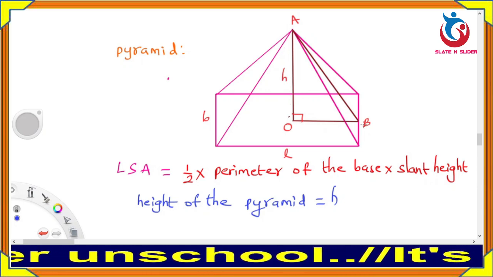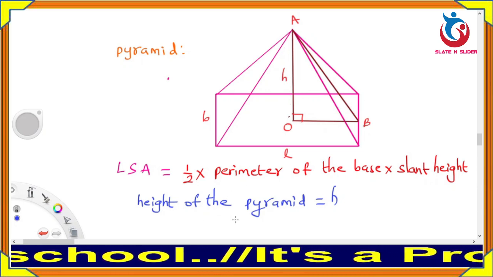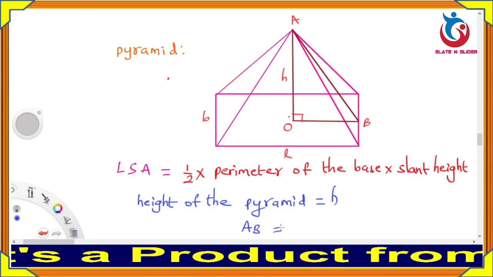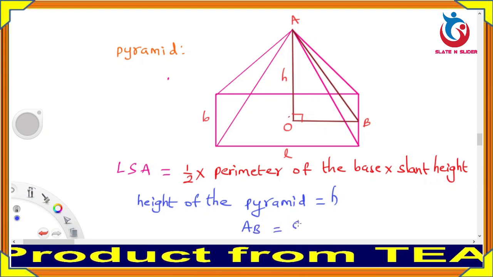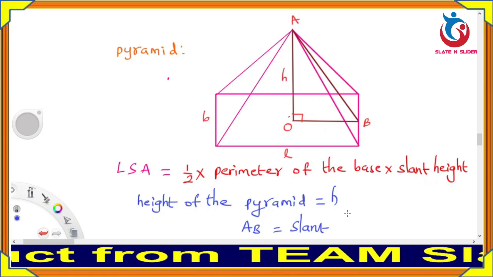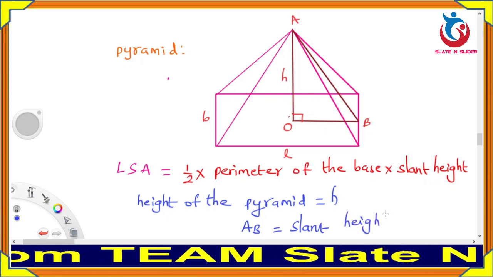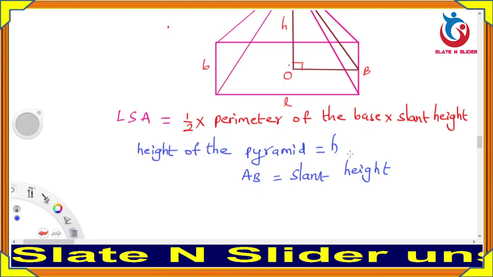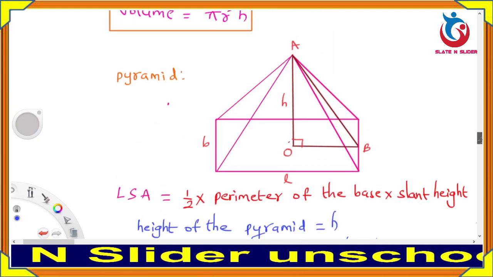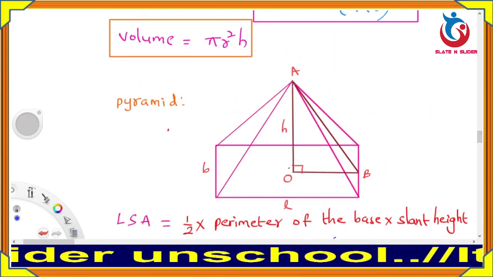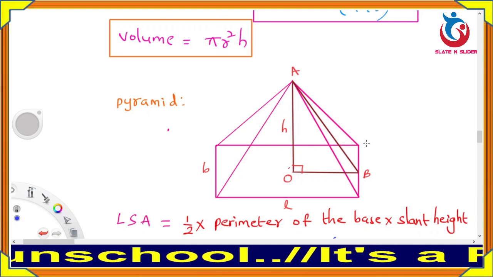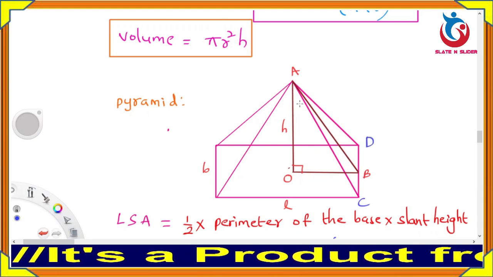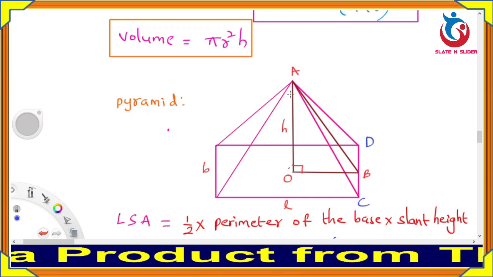Here one right triangle is formed, AB. AB is called the slant height because this is also a height, but that is called slant height, because that is the height of the lateral surface. So just observe this triangle. Suppose I would like to keep the name ACD. Just observe the triangle ACD.